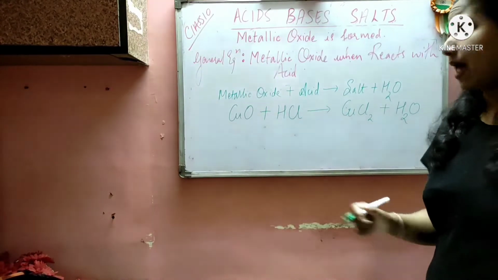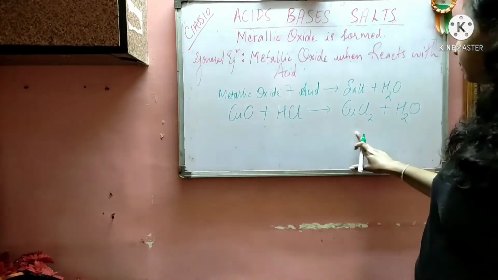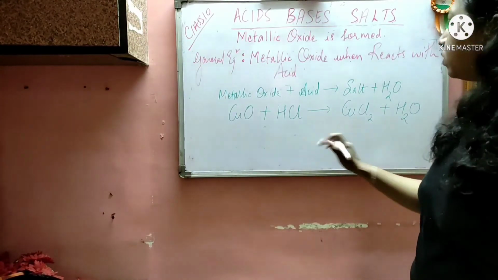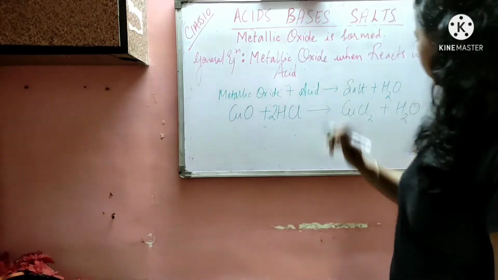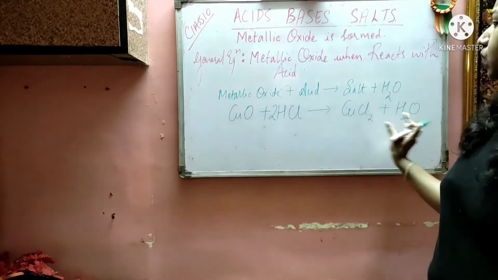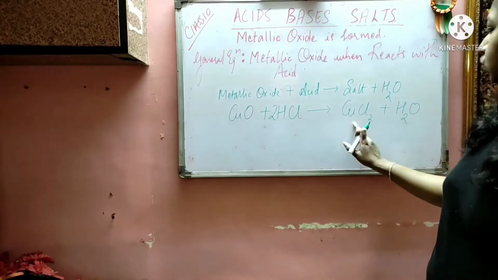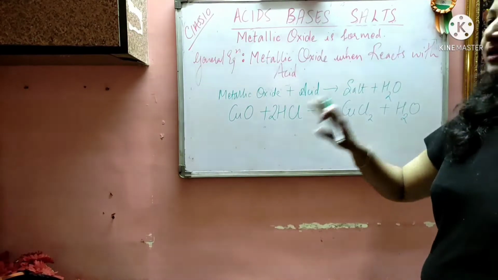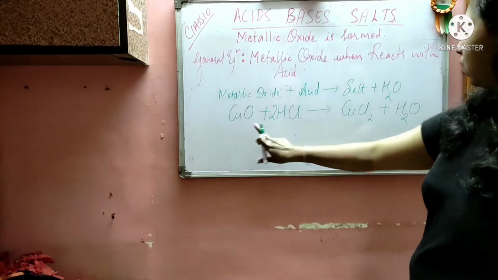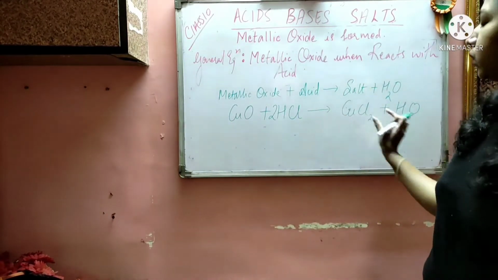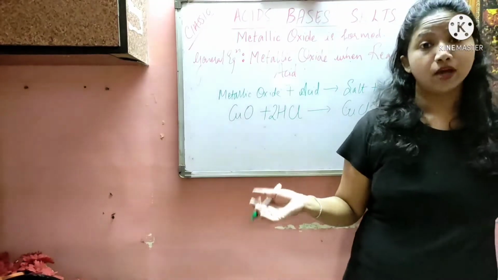Let's see whether it is balanced. Copper oxide, copper, balanced. Chlorine, is chlorine balanced? No. Okay, let's see. 2 hydrogen, 2 hydrogen, 2 chlorine, 2 chlorine. Cu. Now everything is balanced. Let's see it again. Cu, oxygen, 2 hydrogen, 2 hydrogen, 2 chlorine, 2 chlorine. Now it is balanced.